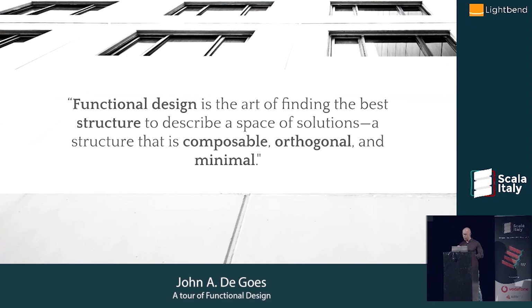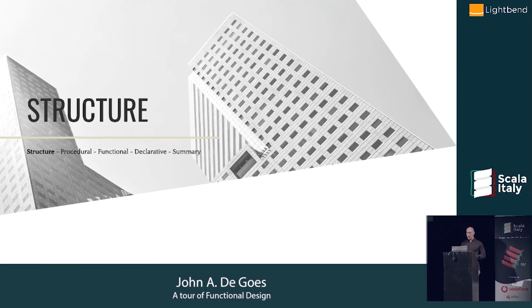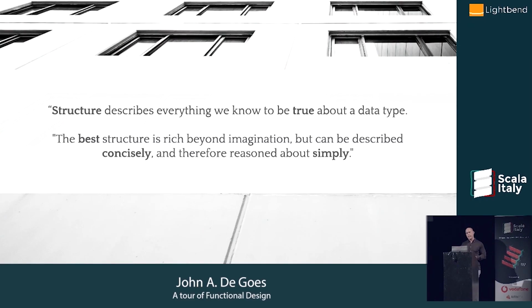It's a search for structure that has certain properties that give us the ability to compose in an orthogonal and minimalist fashion. And we'll take a look at some examples of that later, so don't get too hung up on this now. But for now, I want to dive a bit into what is structure. Like I say, we're trying to find structure, good structure in FP when we're doing functional design. But what is structure? Well, structure basically just describes everything we know to be true about a data type.